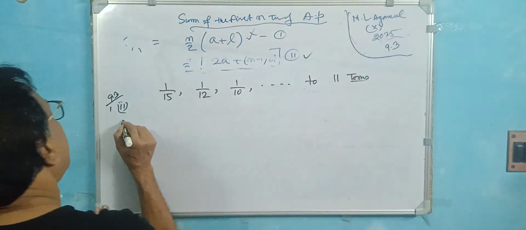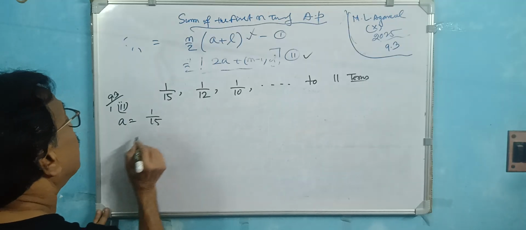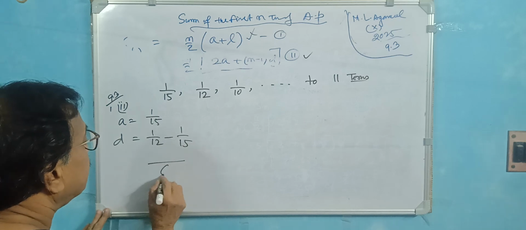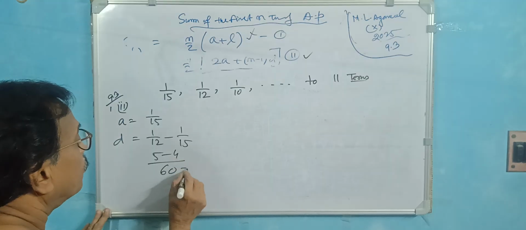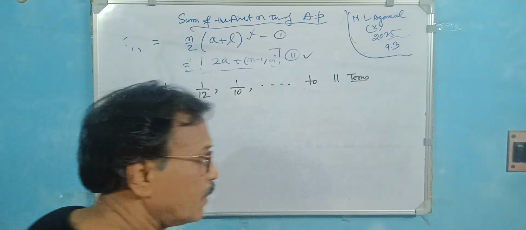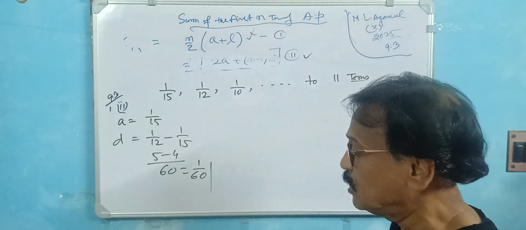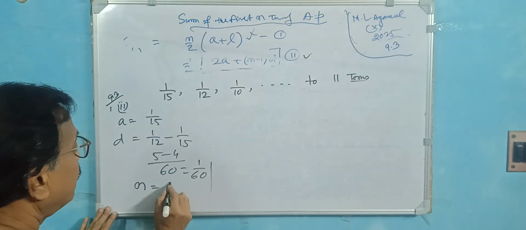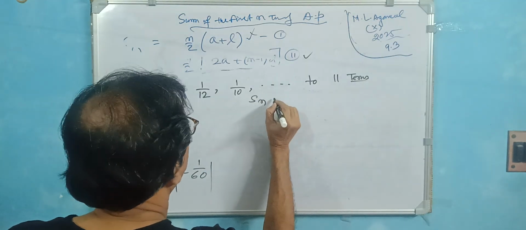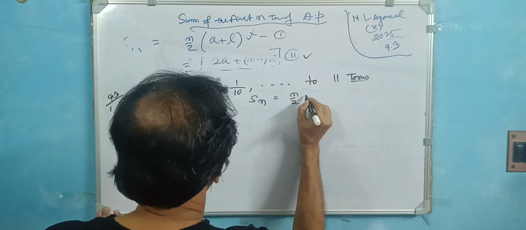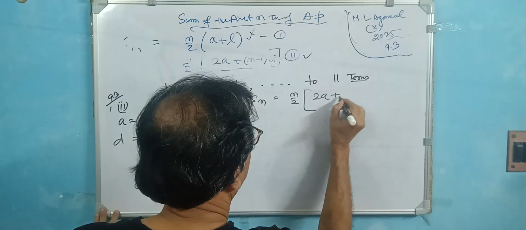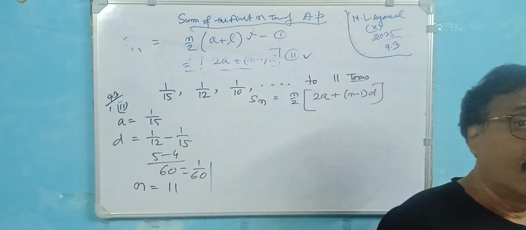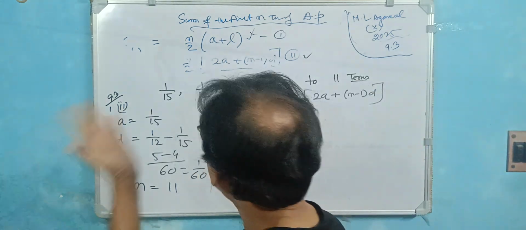So this is the first term, a is 1 by 15. d is 1 by 12 minus 1 by 15. The LCM is 60, so 5 minus 4, that is 1 by 60. Be very careful when doing the calculation. And you know n is 11. So use this formula: Sn is equal to n by 2 bracket 2a plus n minus 1 into d. Remember and put the proper formula. That is very important. Now just put in the values.